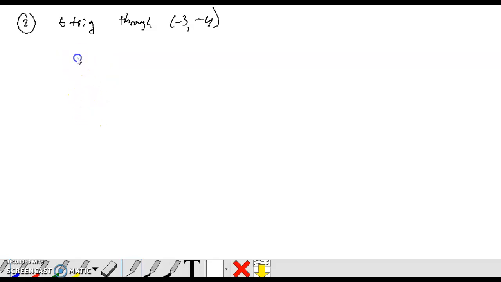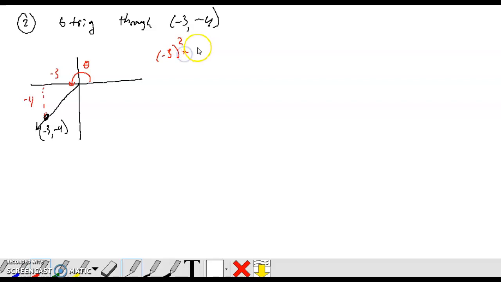All right, if you're coming back from pausing the video, I'm going to go ahead and draw my picture. You don't have to necessarily draw a picture, but I find it helpful. So my point (-3, -4) should probably be in the third quadrant. So again, I'm going to create a right triangle. This value right here is my theta. Okay, so -3 is my x, -4 is my y. So I'm going to go ahead and solve for my r.